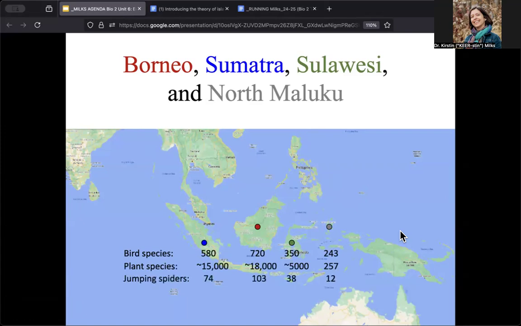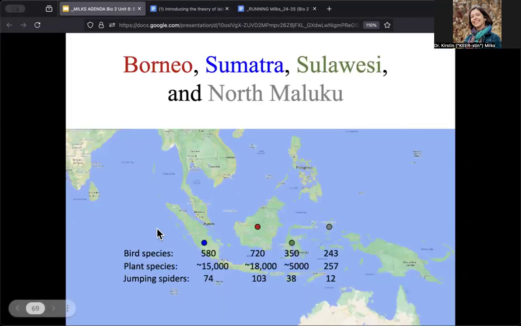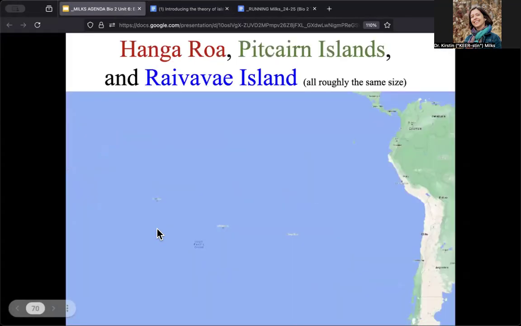And in case you're interested in jumping spiders, there's one quick piece of data. So that's one set of data, and I've got it reproduced for you very small right here. And then I'm going to show you another piece of data. These islands are all roughly the same size.